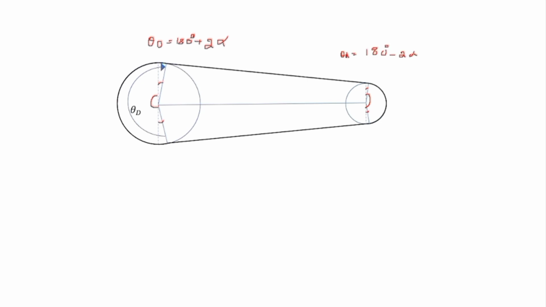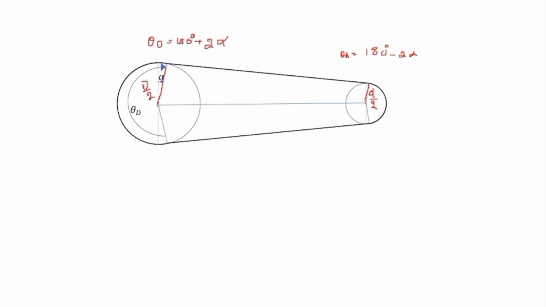180 minus 2 alpha. And if you see over here, this is the radius of this pulley, so it will be equal to diameter small d divided by 2, and similarly this is the radius of this pulley, so it will be equal to capital D divided by 2.